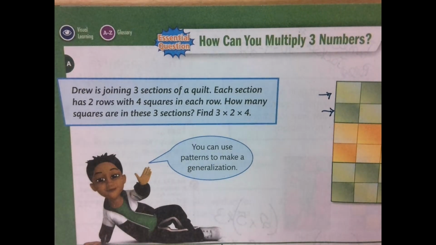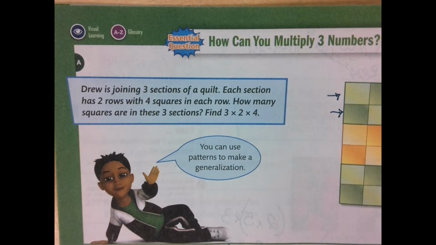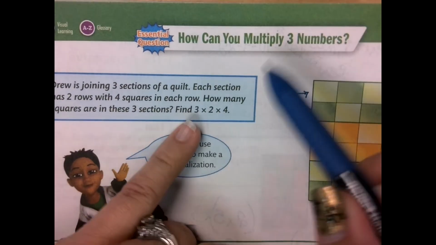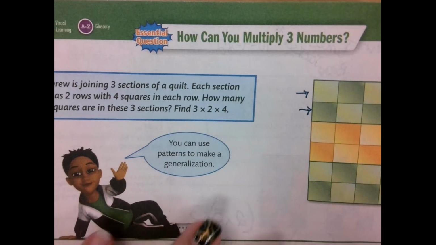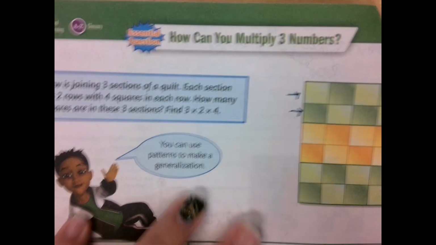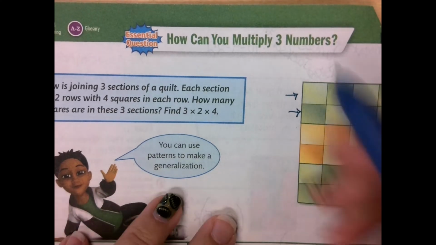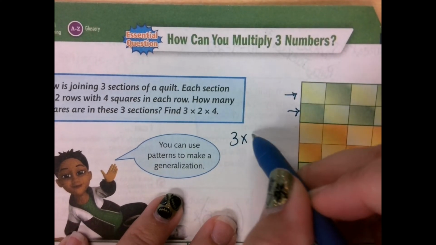So, again, we can do it a couple of different ways. Okay, so they went ahead and wrote 3 times 2 times 4. So you could think of it as finding out, maybe I want to do how many rows I have all together.